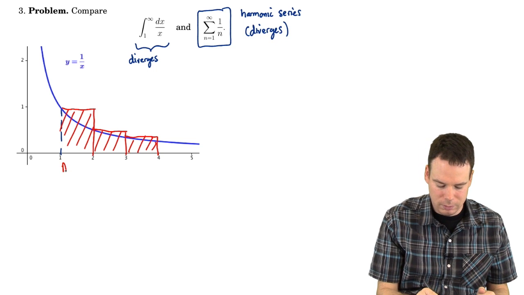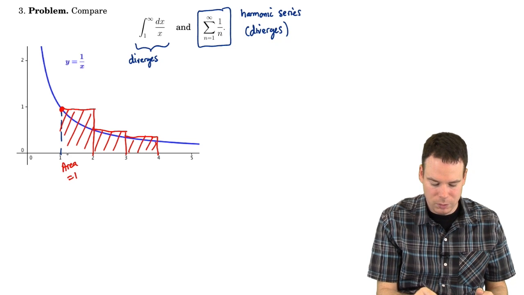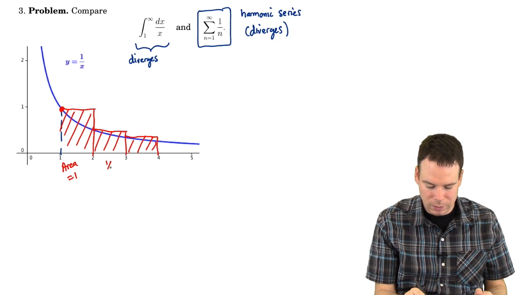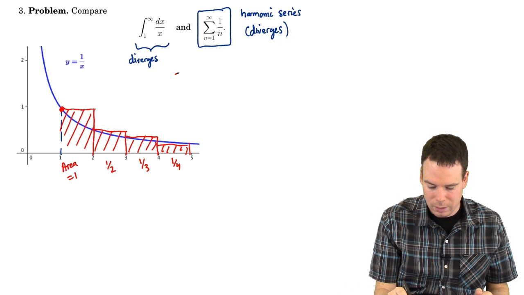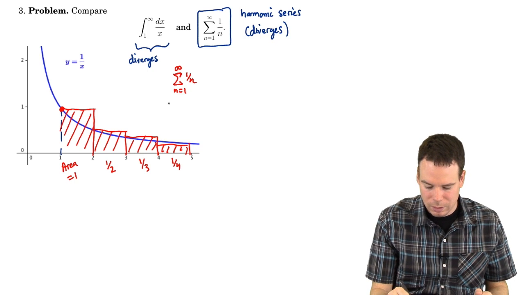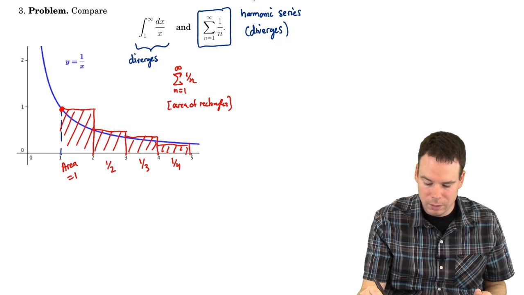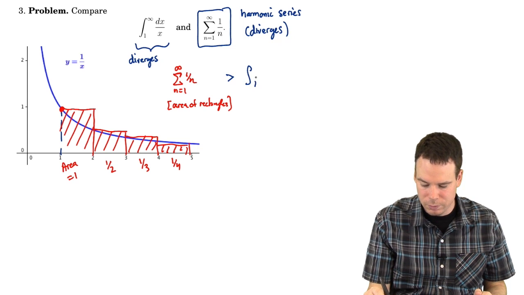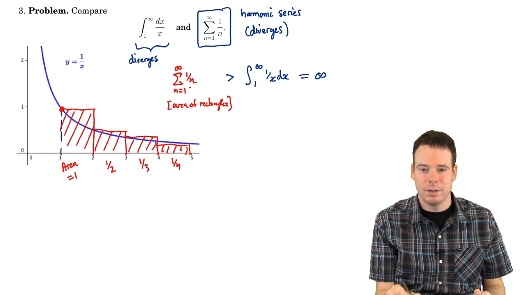What are the areas of these rectangles? Well, this height here is 1, so the area in this case is base 1 times height 1. The area in this case is base 1 times height, which is a half. The area of this one is a third, and so on, all the way down. That's a quarter. So what we have is that the sum from n equals 1 to infinity, which we're recognizing as the area of the rectangles, has to be bigger than the integral from 1 to infinity of 1 over x dx. And we know that that integral is infinite. So therefore, this series has to be infinite.